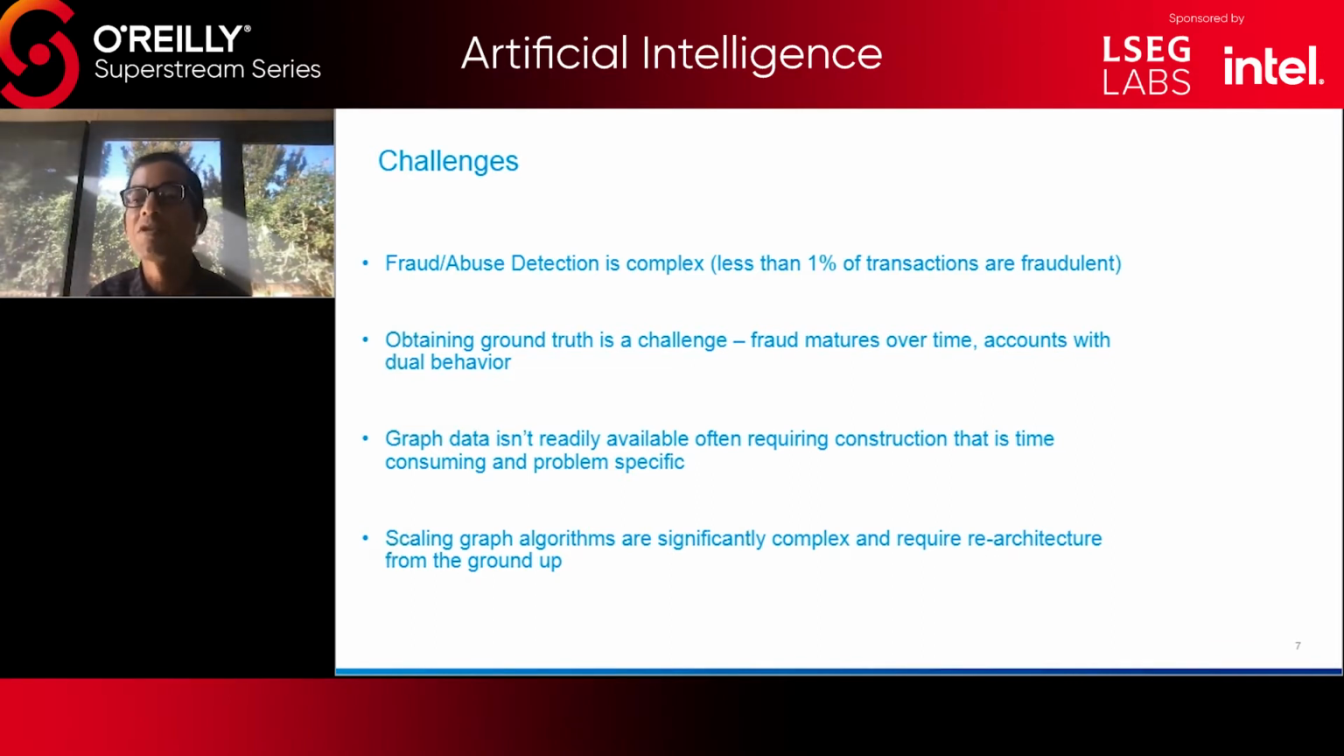It takes time. Right, so that means obtaining ground truth for fraudulent transactions is time consuming. The other thing is that graph data is not readily available. For example, it often requires construction of graph data, since most of the data comes in as an event stream. It is stored in a traditional relational store. So the graph is not readily available before you can apply graph-based algorithms. So that is another challenge with most of the industries dealing with graph data.